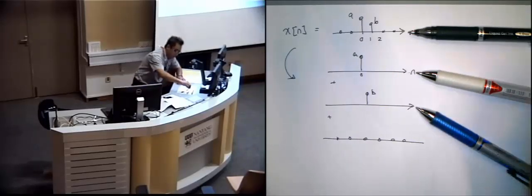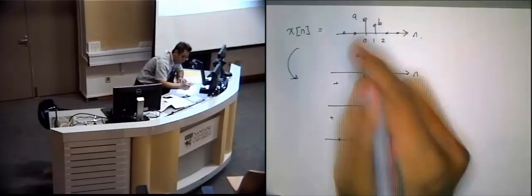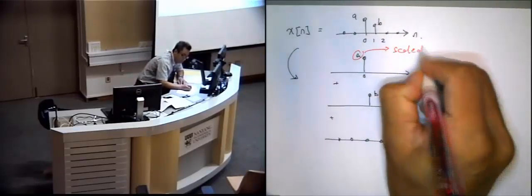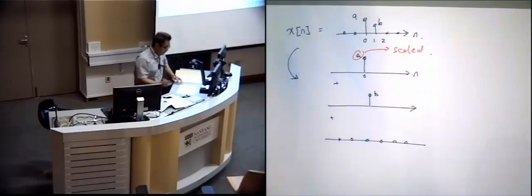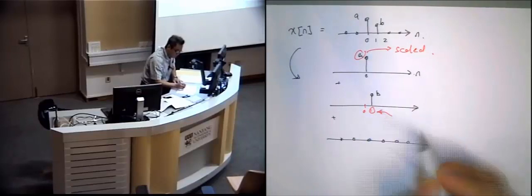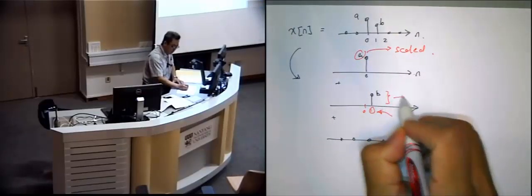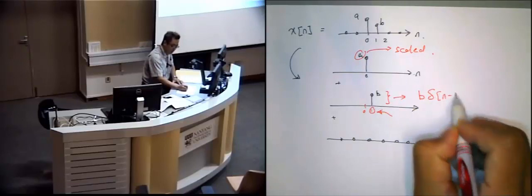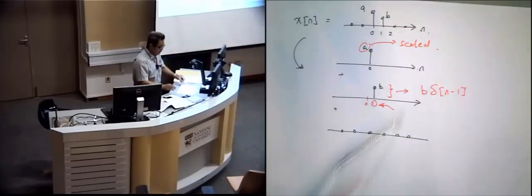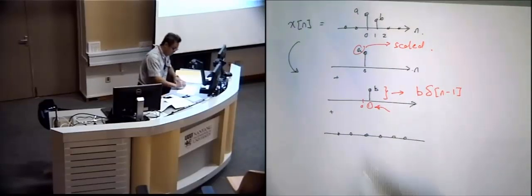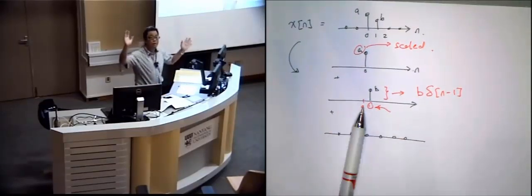First, let's talk about the definition. This is the scaling part. Second, this is also a delta. This is a scaled delta, delta of n minus 1. It is a delta function scaled by b, delayed by 1. So far okay?